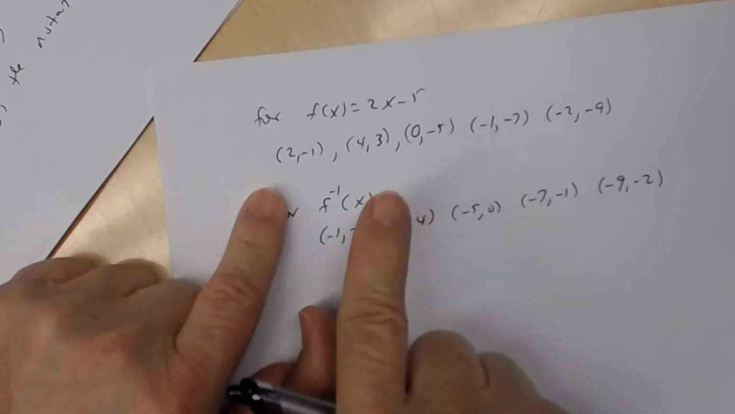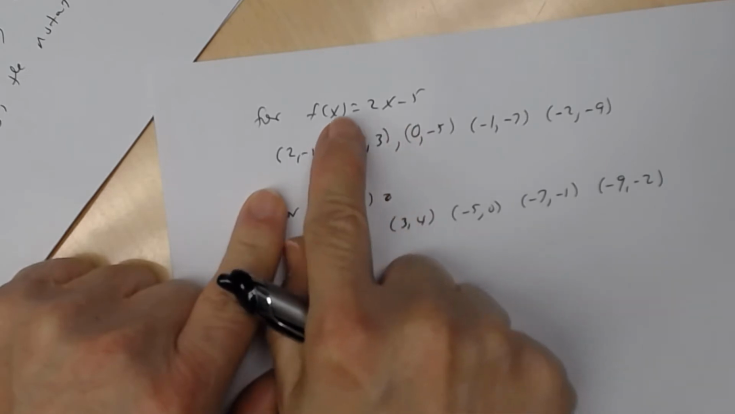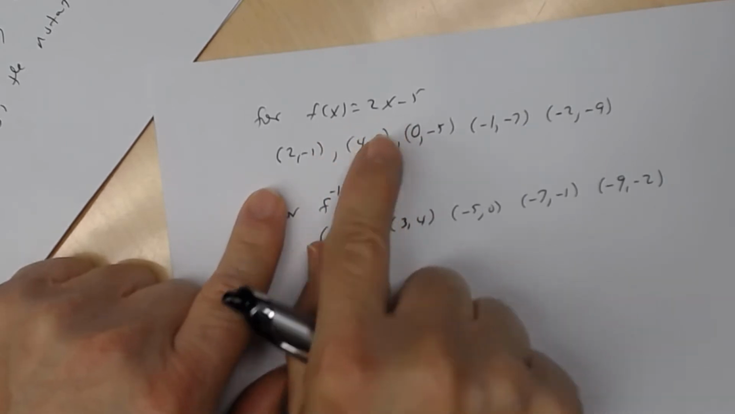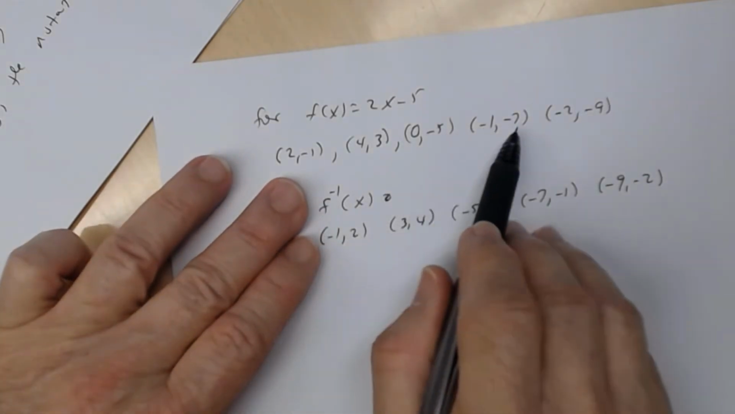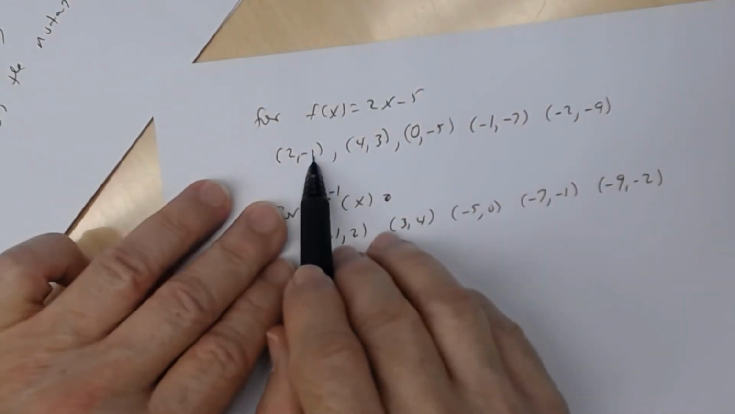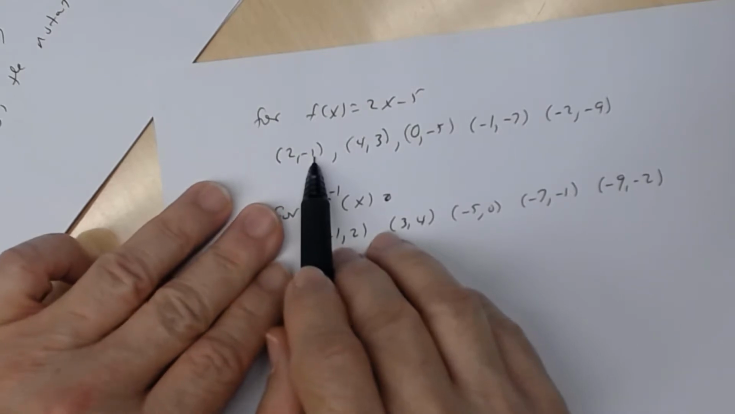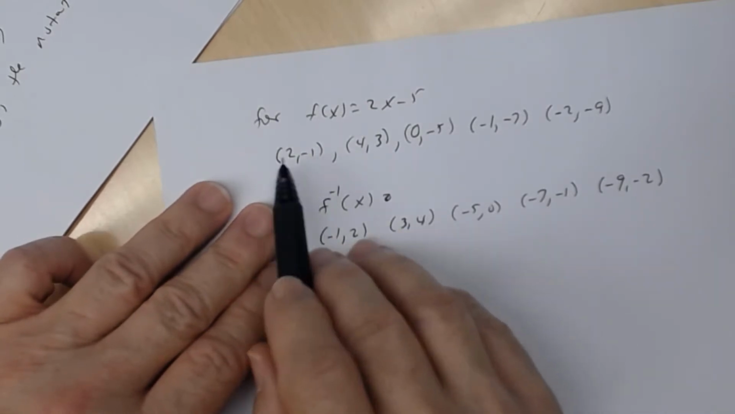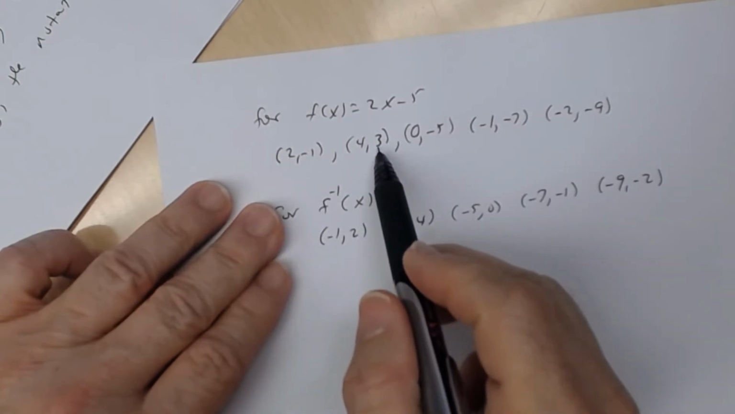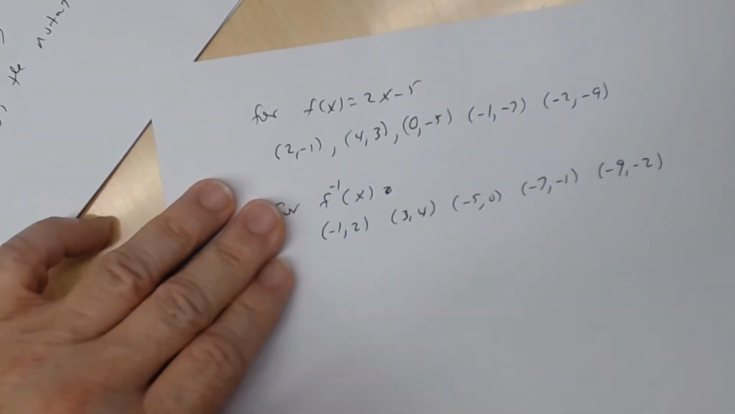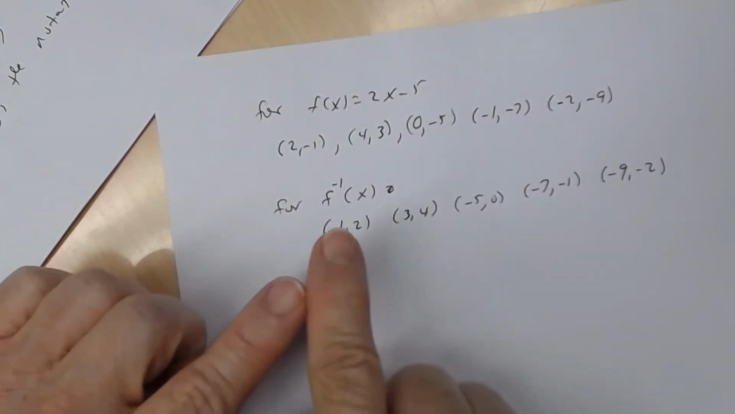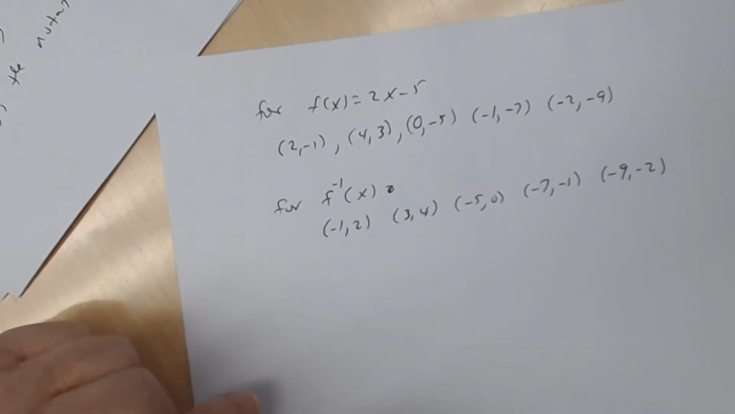Now, first of all, though, you've got to make sure that this function is one-to-one, and it is. We saw that it is. Notice that for each of these y coordinates right here, there's only going to be one x coordinate. When y is -1, the only x-coordinate you can get is 2. When y is 3, the only x-coordinate you can get is 4. There's going to be no other x-coordinate for when y is 3. So this is going to be one-to-one, and you can find the inverse. And so to find the inverse, you just reverse the coordinates.